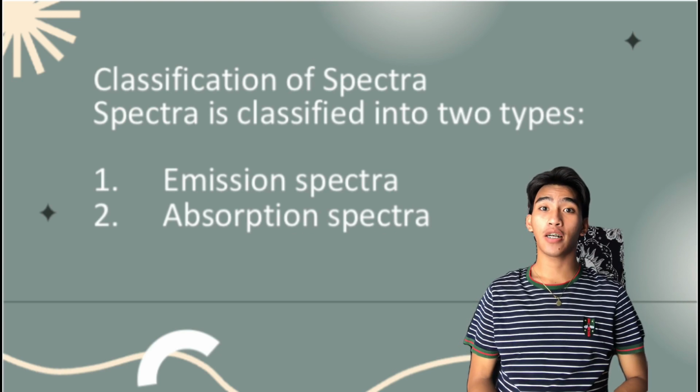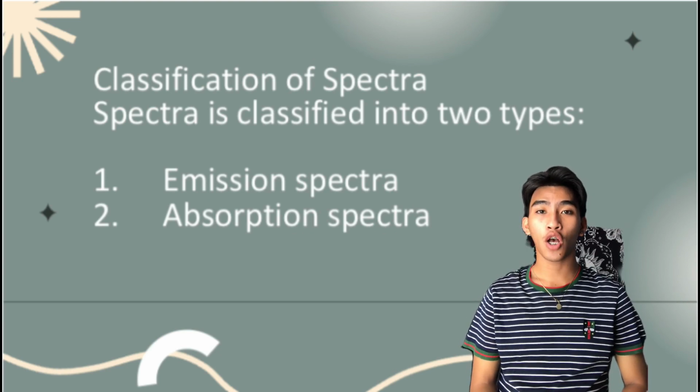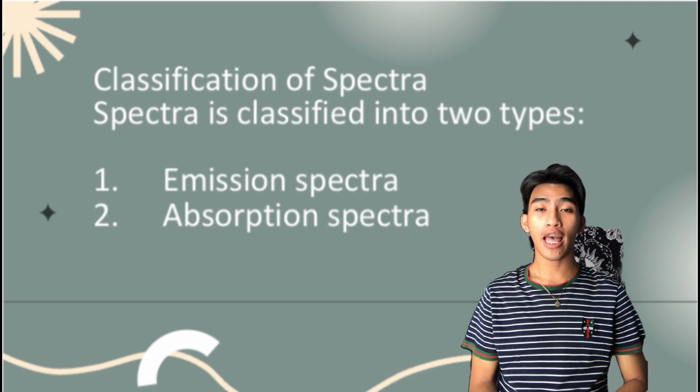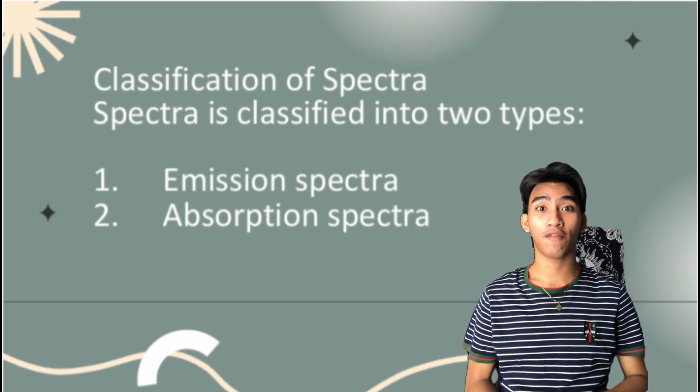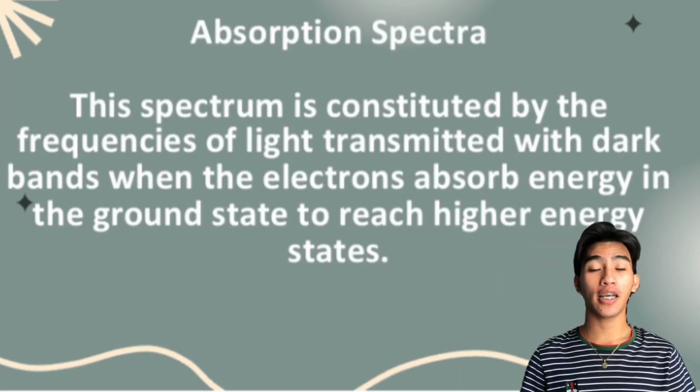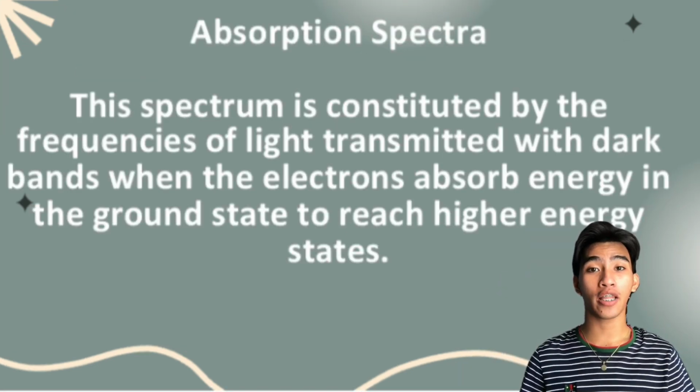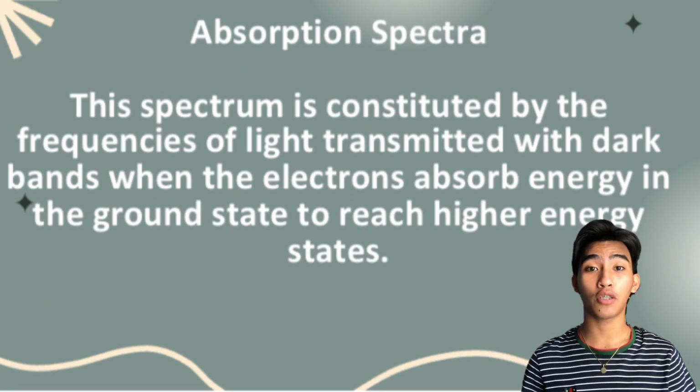Now, spectra are classified into two types. We have the emission spectra and the absorption spectra. But for today's discussion, we are just going to focus on the absorption spectra. Absorption spectra are constituted by the frequencies of light transmitted with dark bands when the electrons absorb energy in the ground state to reach higher energy states. This type of spectrum is produced when atoms absorb energy.